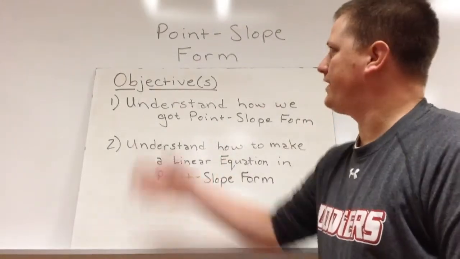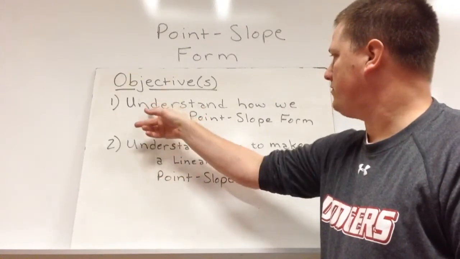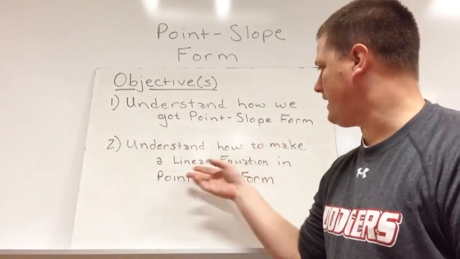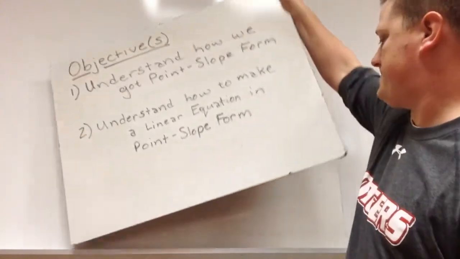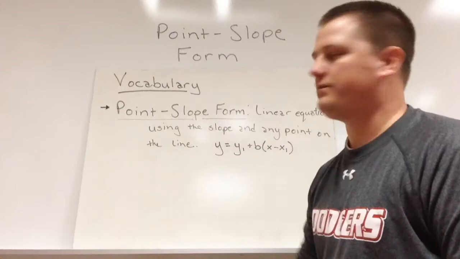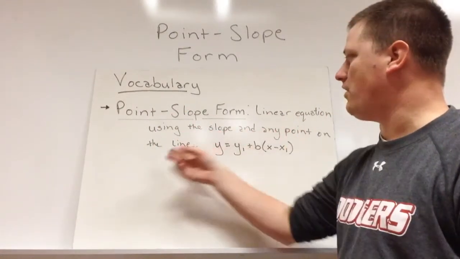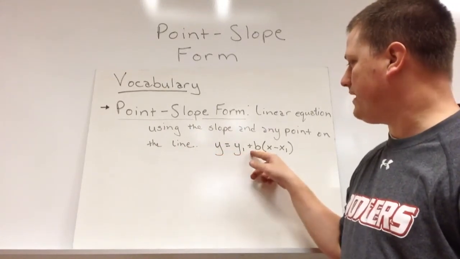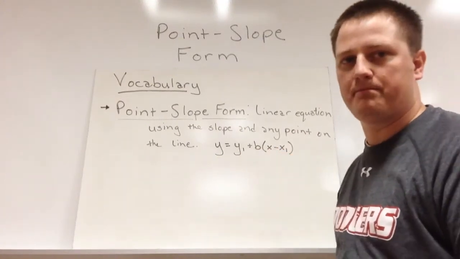In this video, we're going to be looking at point-slope form. Our objectives are to understand how we got point-slope form and to understand how to make a linear equation in point-slope form. Our vocabulary is point-slope form, a linear equation using the slope and any point on the line. It looks like this: y equals y1 plus b times the difference of x minus x1.